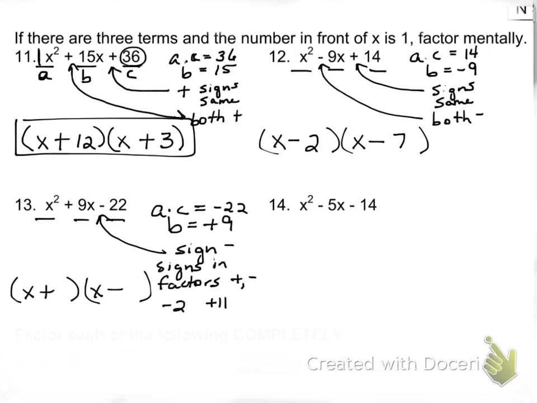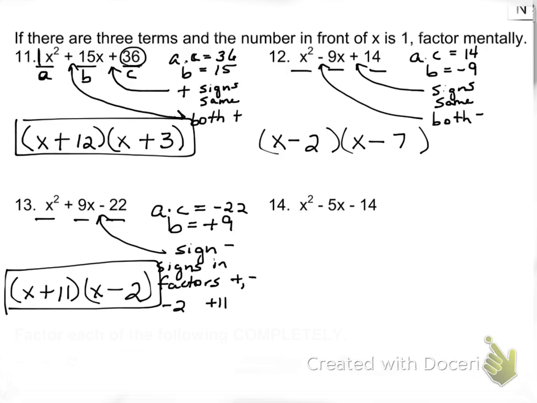So that means that the positive factor will be 11, and the negative will be 2. Double check, look at the last two numbers in each factor. 11 times -2 is -22, and positive 11 minus 2 is positive 9. So that's a good solution. This is called factoring.